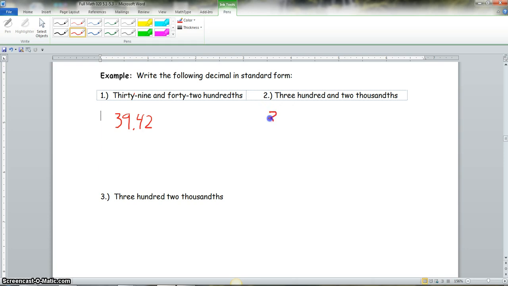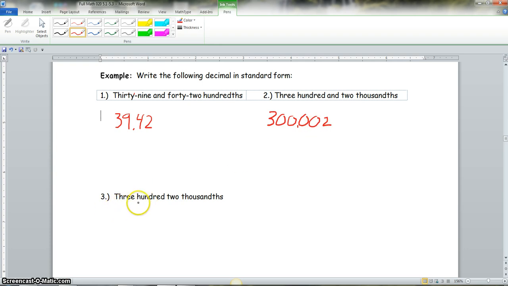Now it says 302 thousandths. So we'll write in 300, put our decimal. Now we know the first number behind the decimal is in the tenths place. The second number is in the hundredths, and the third number is in the thousandths place. We want a 2 in the thousandths place. So we'll put zeros to cover the tenths and the hundredths place. So we'll put the 2 in the thousandths place.